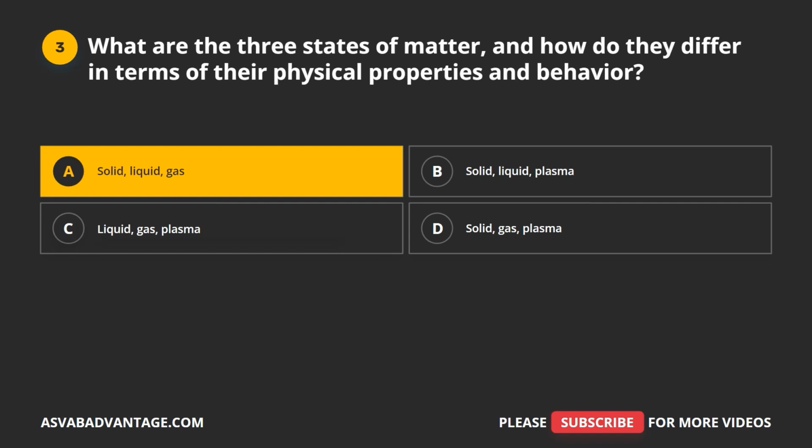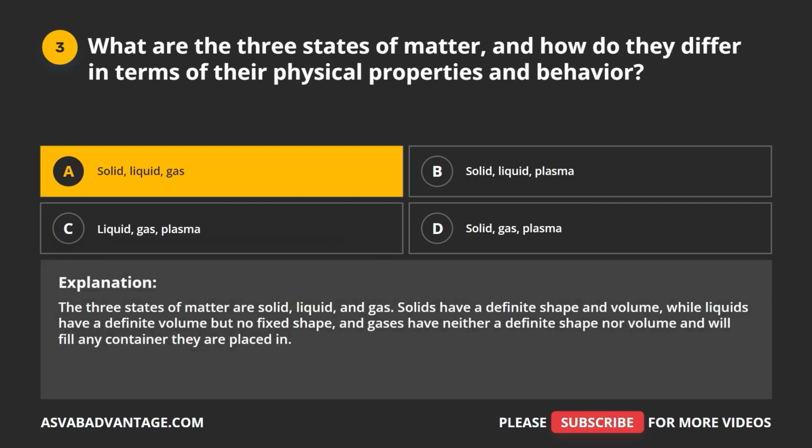Solid, liquid, gas. The 3 states of matter are solid, liquid, and gas. Solids have a definite shape and volume, while liquids have a definite volume but no fixed shape, and gases have neither a definite shape nor volume and will fill any container they are placed in.